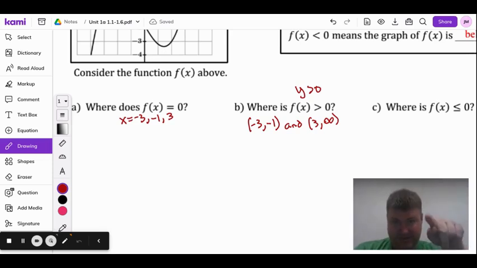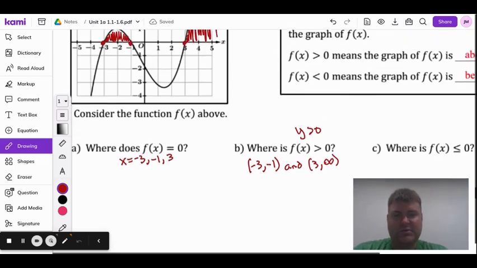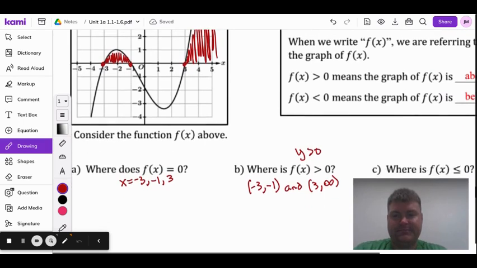Take note, a little different than probably other classes. AP, College Board, they want you to write the word and, or you can list it with commas or whatever. We don't use unions with that. So just take note of that. You won't get anything wrong. It's just what you're going to see. I want you to be more familiar with seeing the and. Okay. So that's when we are bigger than 0.